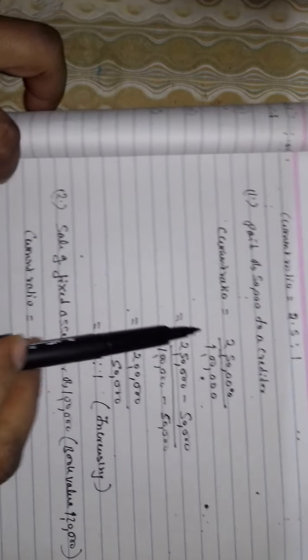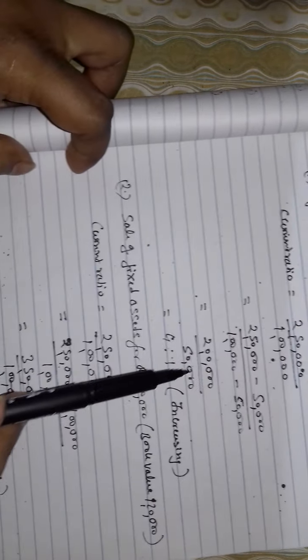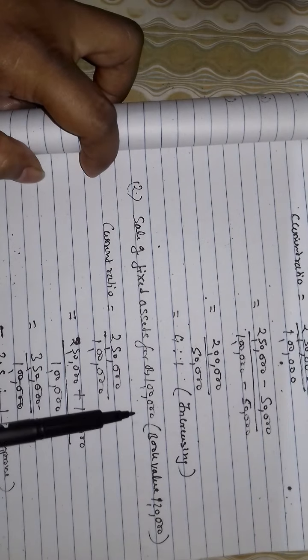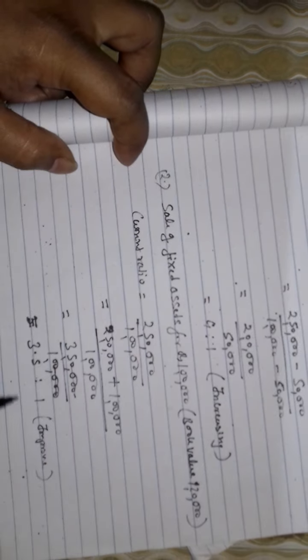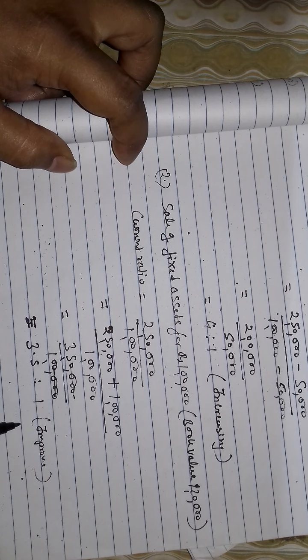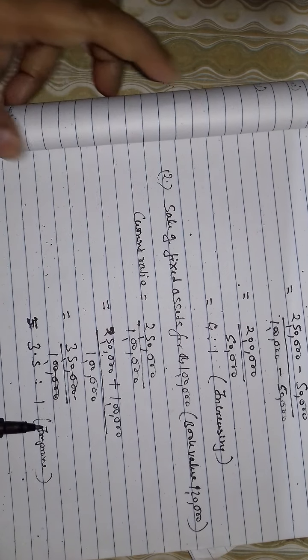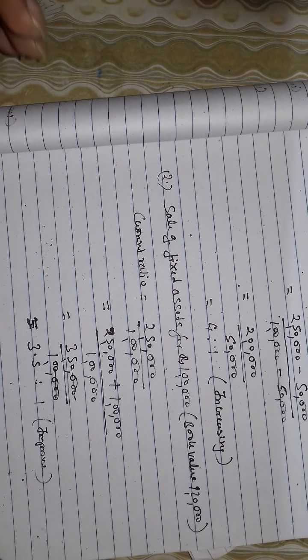Means the ratio is improving. The previous ratio was 2.5. Now after selling fixed assets for 1 lakh, it has become 3.5 is to 1. Means it is improving. Okay. So this type of question can also come in the examination.